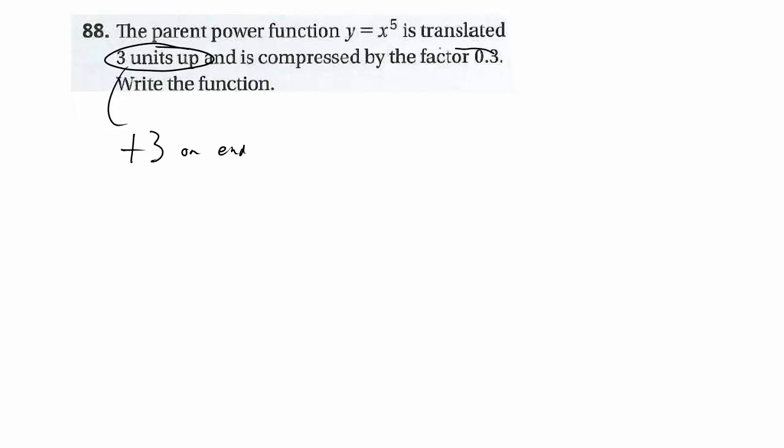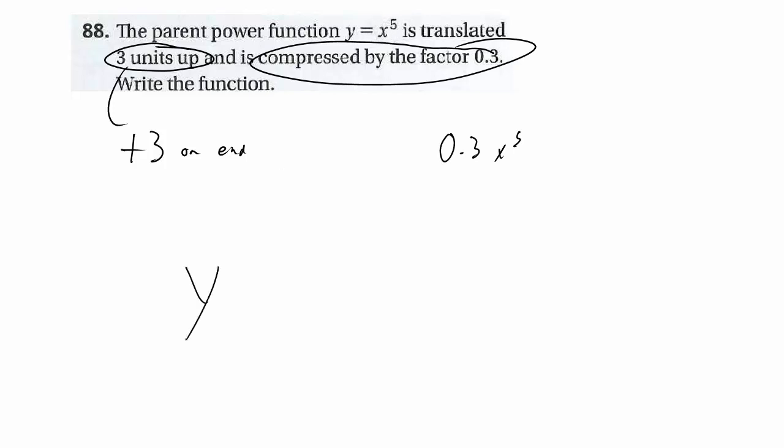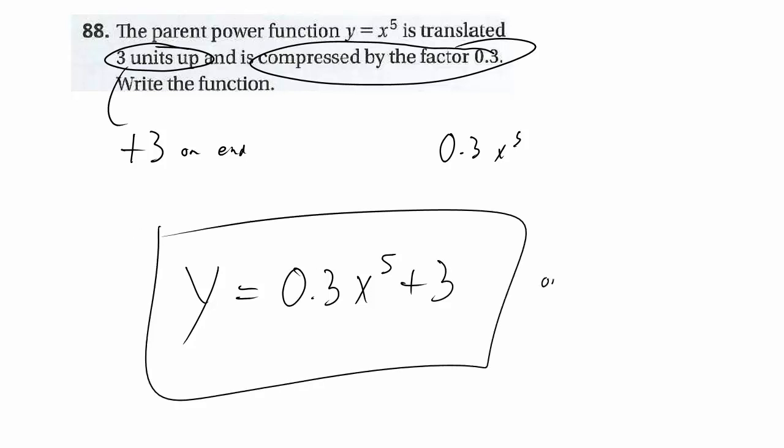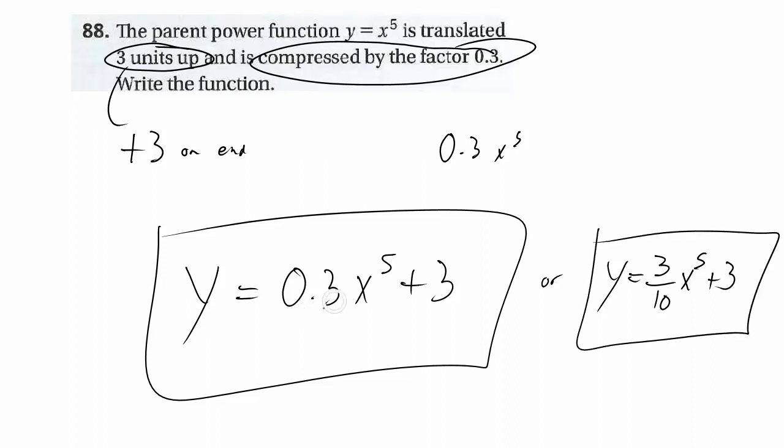And then compressed by a factor of 0.3. That means you have 0.3 x to the fifth. It's not moved to the left or right, so we don't need to put the x to the fifth in parentheses. So your final answer is y equals 0.3 x to the fifth, plus 3, translated 3 units up. Alternatively, there's really no need for this, but if you really like fractions, you could say 3/10 x to the fifth plus 3. But, I mean, they gave it to you as a decimal. Why not keep it as a decimal? All right, that's it for the Chapter 5 review.